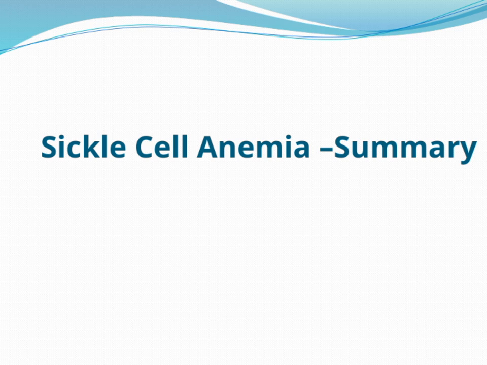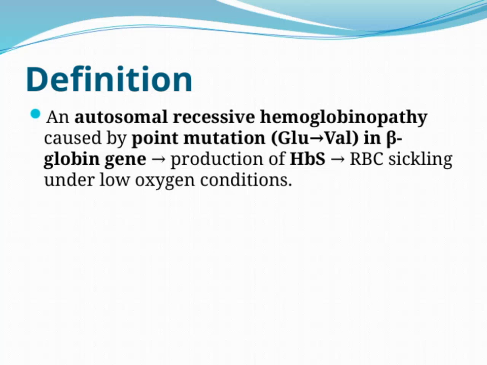Overall, sickle cell anemia highlights the critical need for ongoing research and tailored treatments to improve quality of life for those affected. This slide highlights an autosomal recessive hemoglobinopathy, which means the condition is inherited when a person receives 2 copies of the mutated gene, one from each parent.